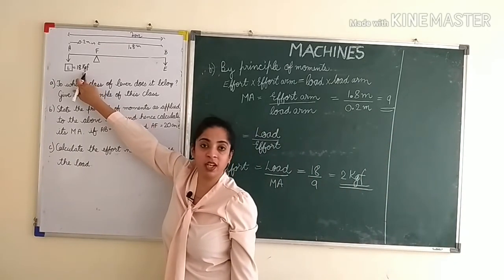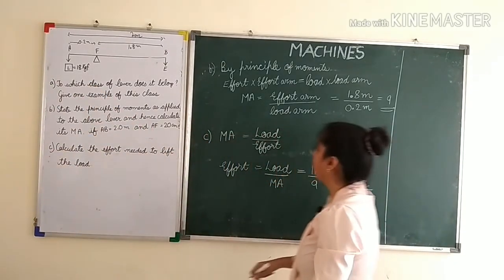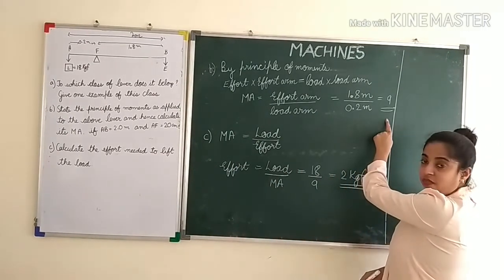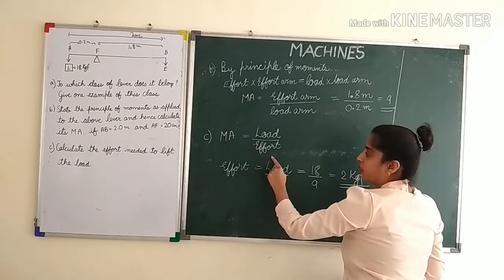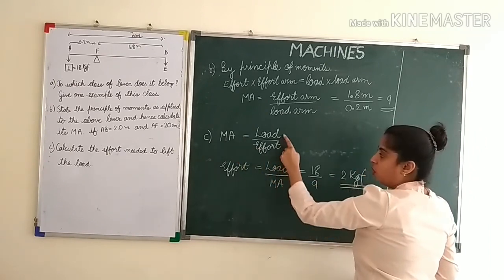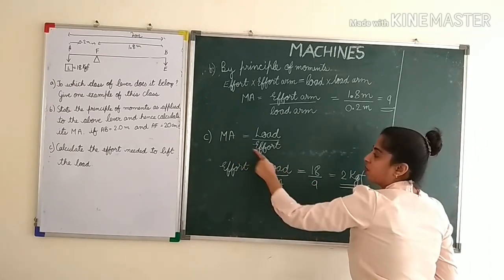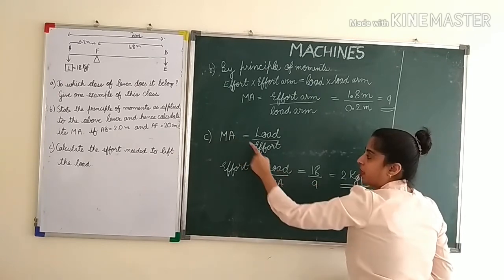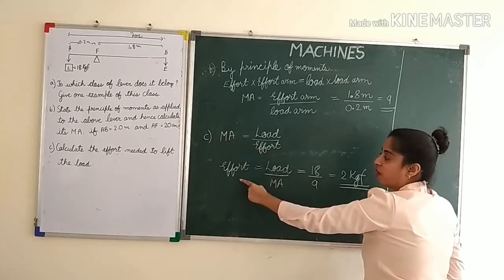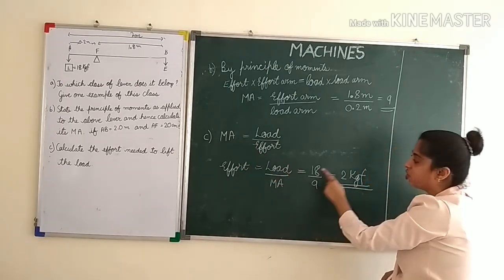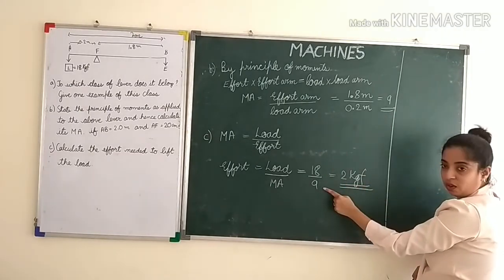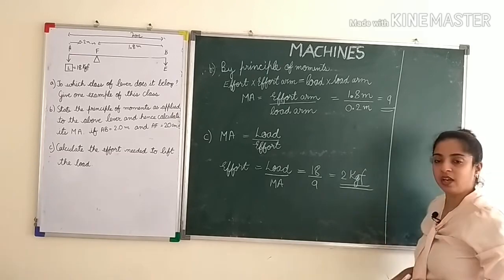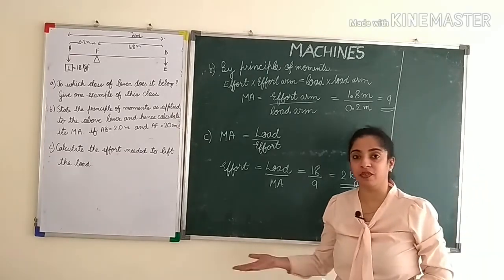Load is already given in the question as 18 kgf, and mechanical advantage we have calculated. So we will cross multiply. So effort is load upon mechanical advantage. Effort went up, mechanical advantage came down. So effort is load upon mechanical advantage. 18 is given in the question in the diagram and 19 we have just calculated. So 2 kgf is the effort needed to lift this load.